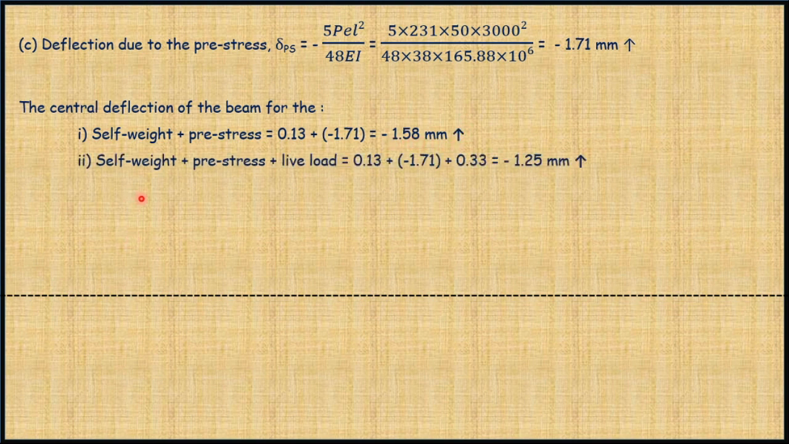Second is self weight of pre-stress plus live load. Substituted values, so it is acting in the upward direction only, that is minus 1.25 mm.